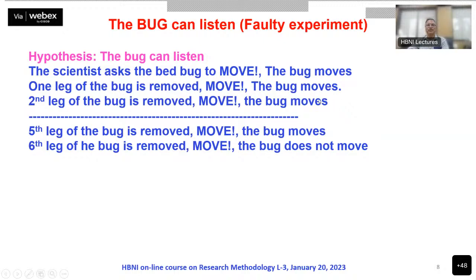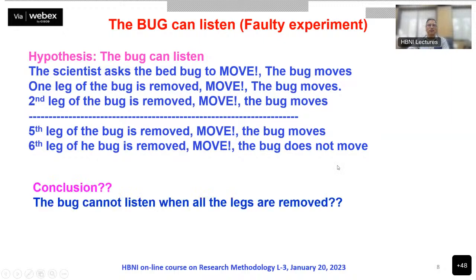Take it in a lighter mood. The second leg of the bug is removed, and again he asks move, and the bug still moves. Continuing up to the fifth leg, the fifth leg is removed. Again he says move, and the bug moves. And the sixth leg of the bug is removed. He says move, but the bug does not move. So what conclusion did he draw? The scientist concluded that the bug cannot listen when all legs are removed.